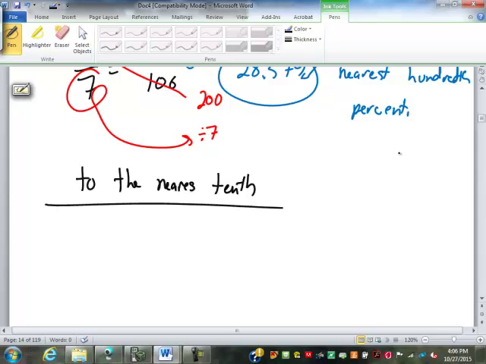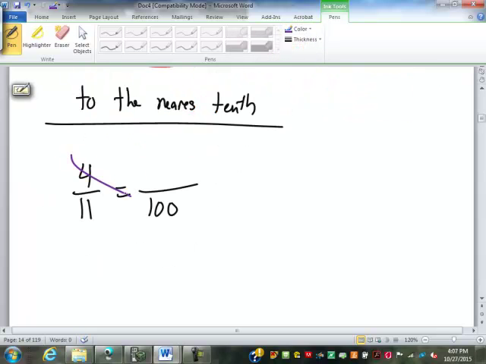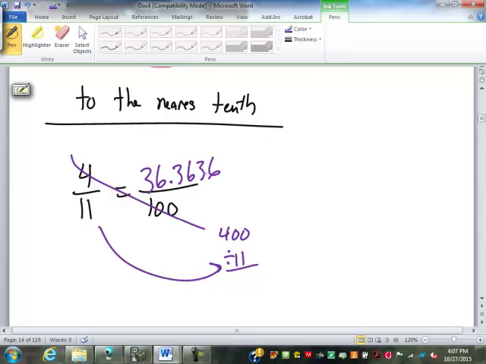So what if I want the nearest 10th? 4/11ths. Well, it's 4 out of 11. 4 over 11 is how much out of 100? We will cross multiply. 4 times 100 is 400, divided by 11 is 36.3636. Now notice I still went a few places, even though I'm going to round to the nearest 10th, because I at least have to have that next digit. The 3's in the 10th place. The 6 tells me that this is going to become 36.4%.